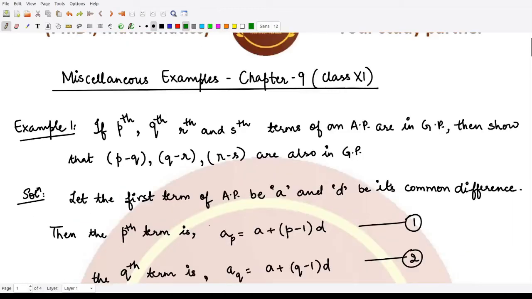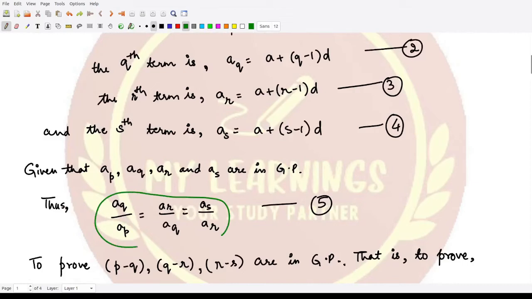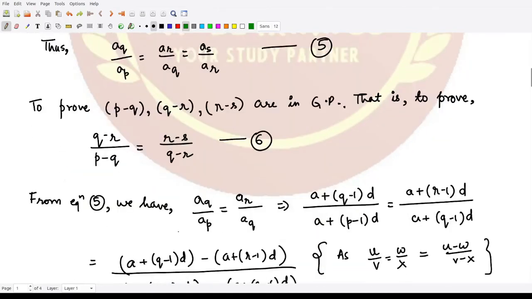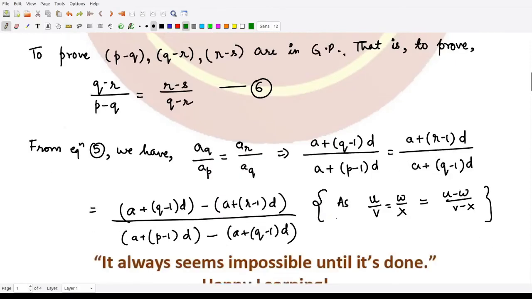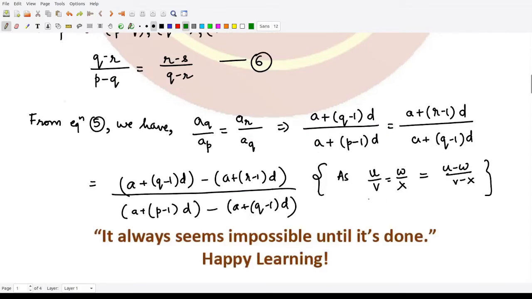Furthermore, we will utilize this. Now you can see that we have two equalities here, so let's take first of all this pair. What are the terms? aq is a plus (q minus 1)d, ar is a plus (r minus 1)d, ap is a plus (p minus 1)d, and aq is a plus (q minus 1)d. Substituting the values here, and you know, if two fractions are equal to each other, then the difference of numerators divided by the difference of denominators is also equal to it.